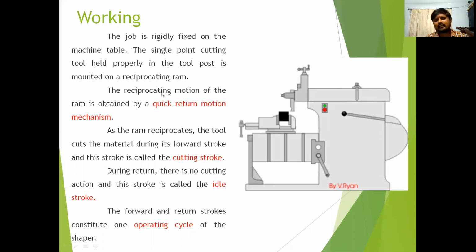Now coming to the working, the job is rigidly fixed on the machine table. The single point cutting tool, held properly in the tool post, is mounted on the reciprocating ram. Here the workpiece is fixed on the table by using the vise, and the tool head is fixed to the ram. The ram is going to be reciprocating. The reciprocating motion of the ram is obtained by the quick return mechanism.